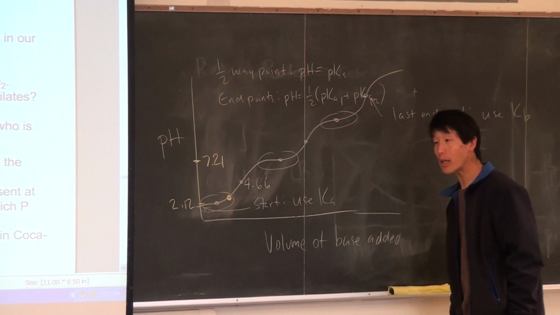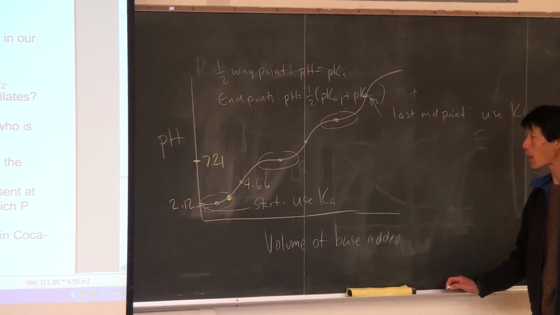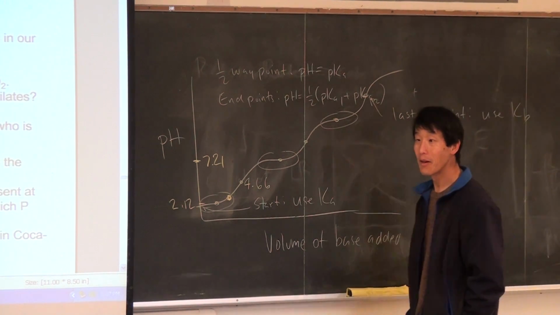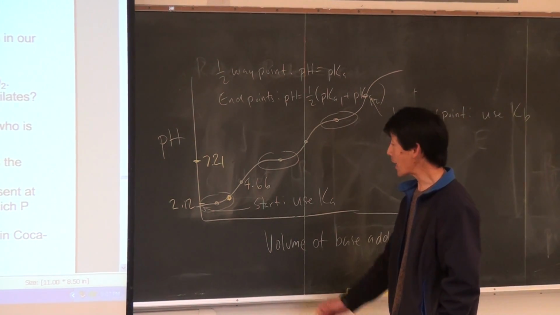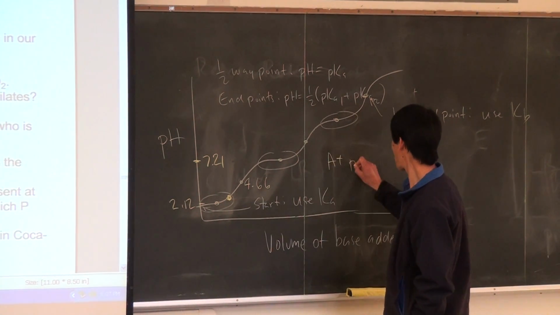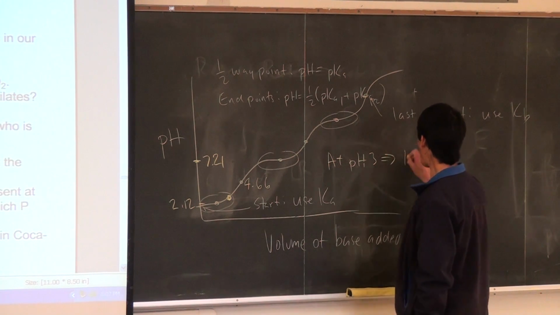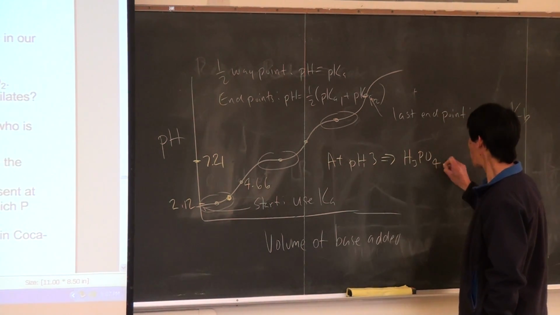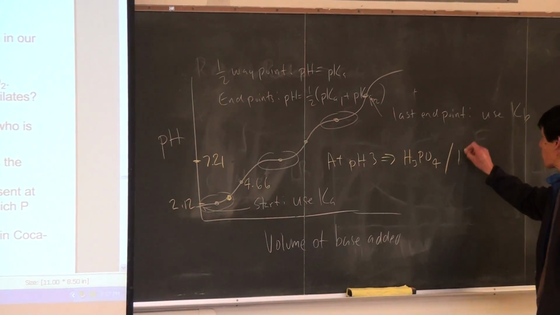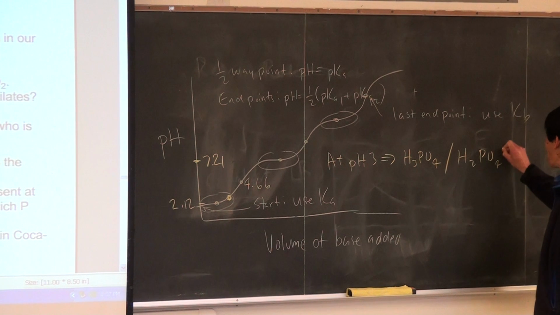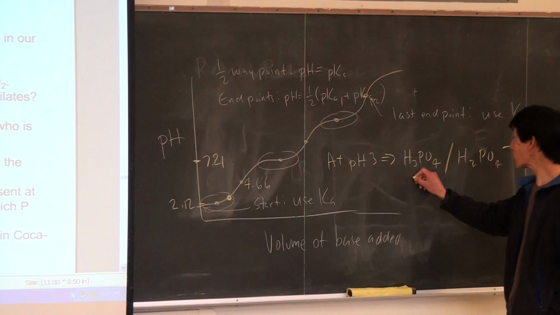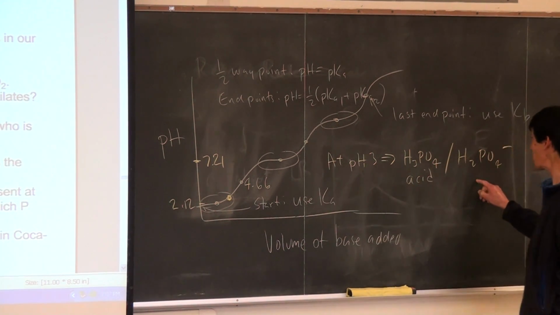So at pH 3, what phosphorus-containing substances are going to be present? Yeah, so at pH 3, we're going to have the H3PO4 present, and then we're also going to have H2PO4 minus, and then which one's going to be the acid? Yeah, so this is our acid, and then this is the base.